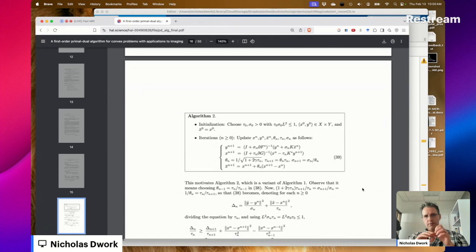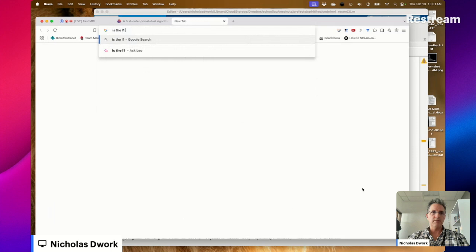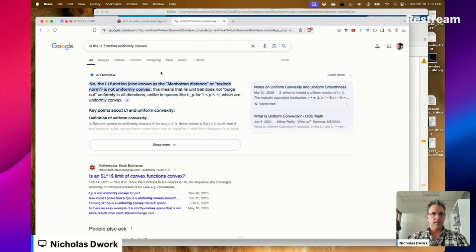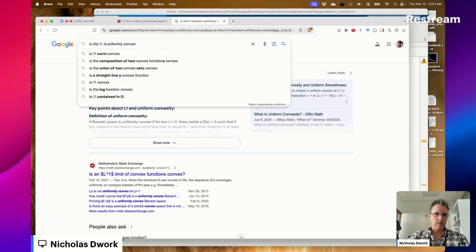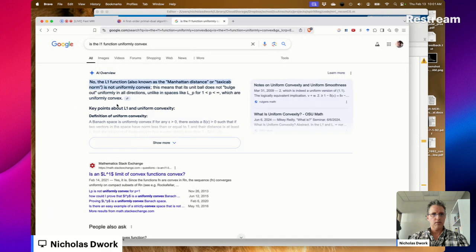So in the case the function is uniformly convex, it's Lipschitz. Now, did we just need Lipschitz? No, I guess uniformly convex implies Lipschitz. Is the converse true? I'm guessing not. I don't know. Is the L1 function uniformly convex? Is the L1 norm? The L1 function is not uniformly convex, right?